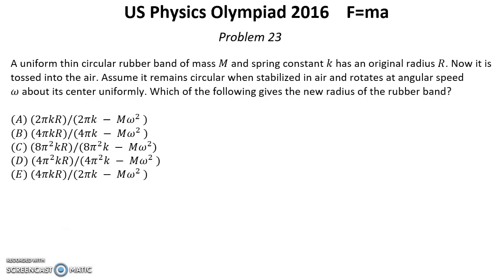US Physics Olympiad, year 2016. F equals MA, first round. Problem number 23. A uniform thin circular rubber band of mass big M and spring constant K has an original radius R. Now it is tossed into the air. Assume it remains circular when stabilized in the air and rotates at angular speed omega about its center uniformly. Which of the following gives the new radius of the rubber band?